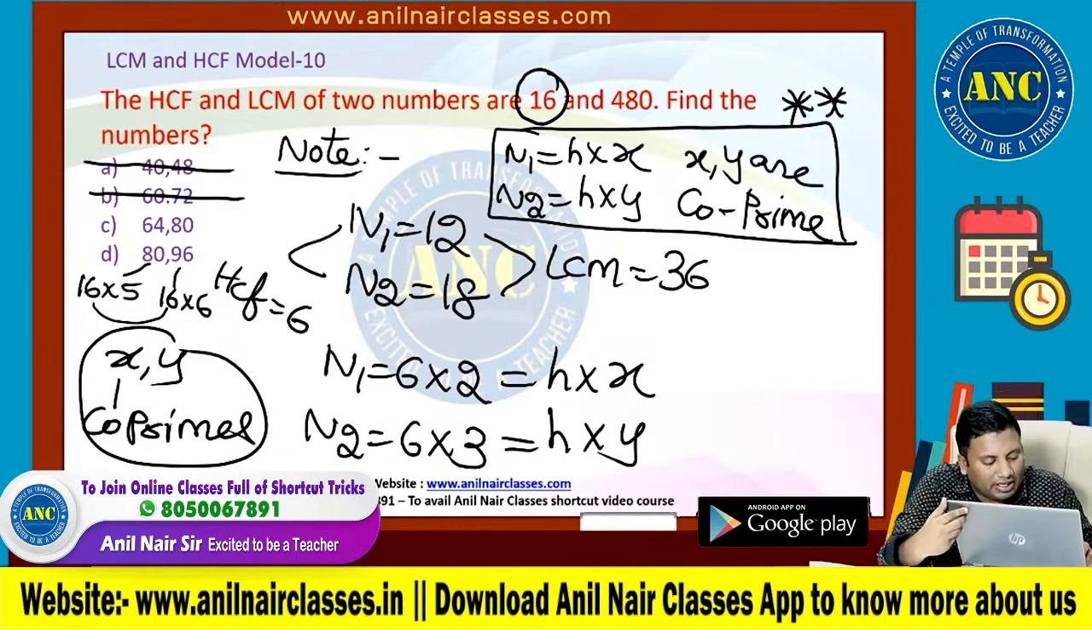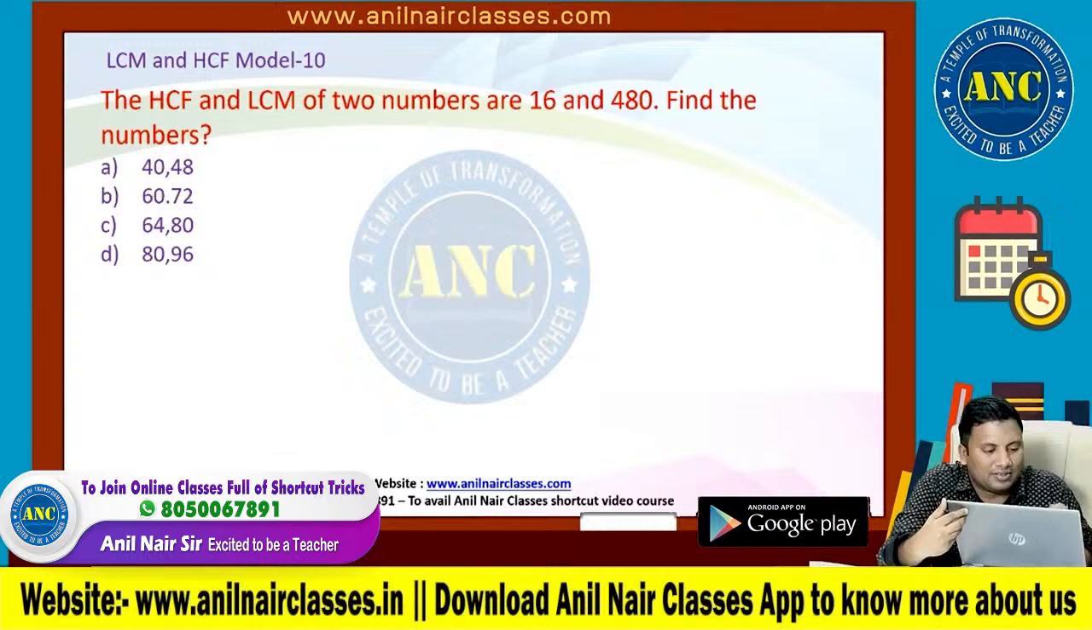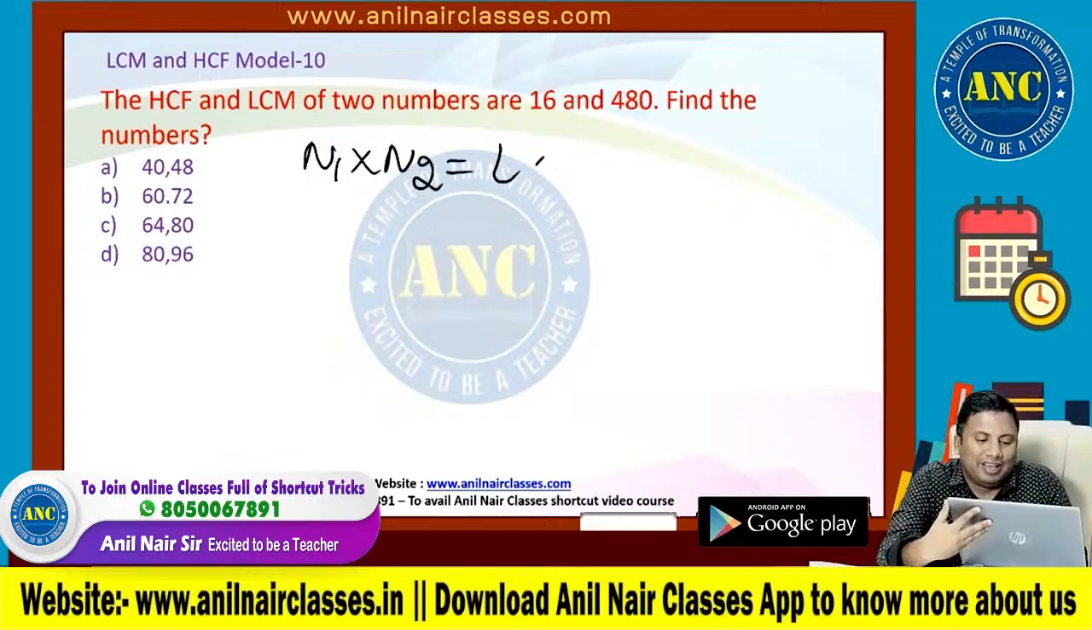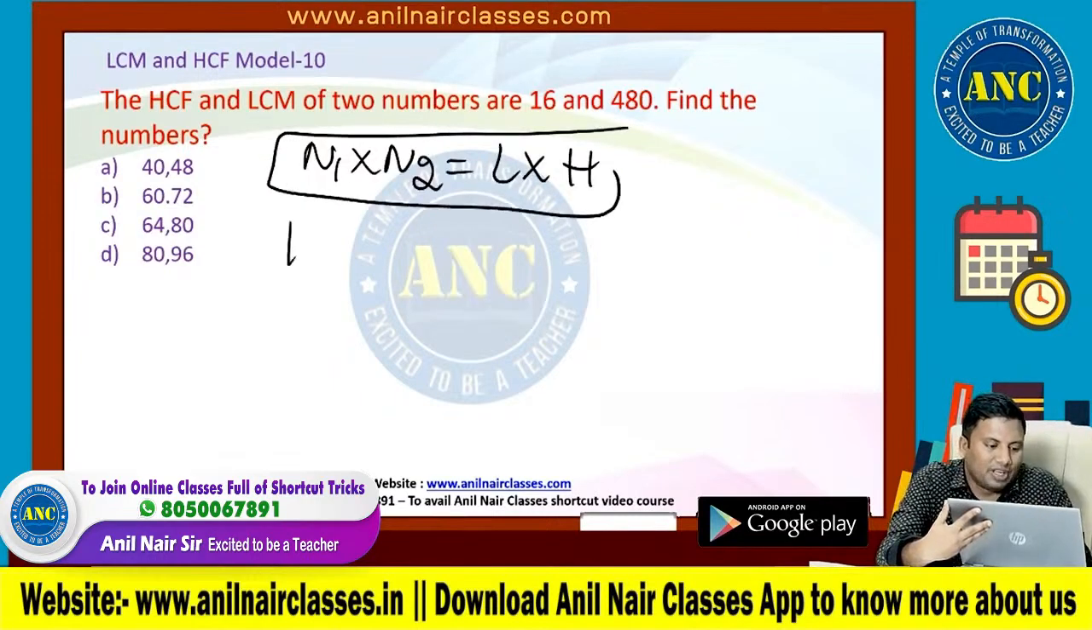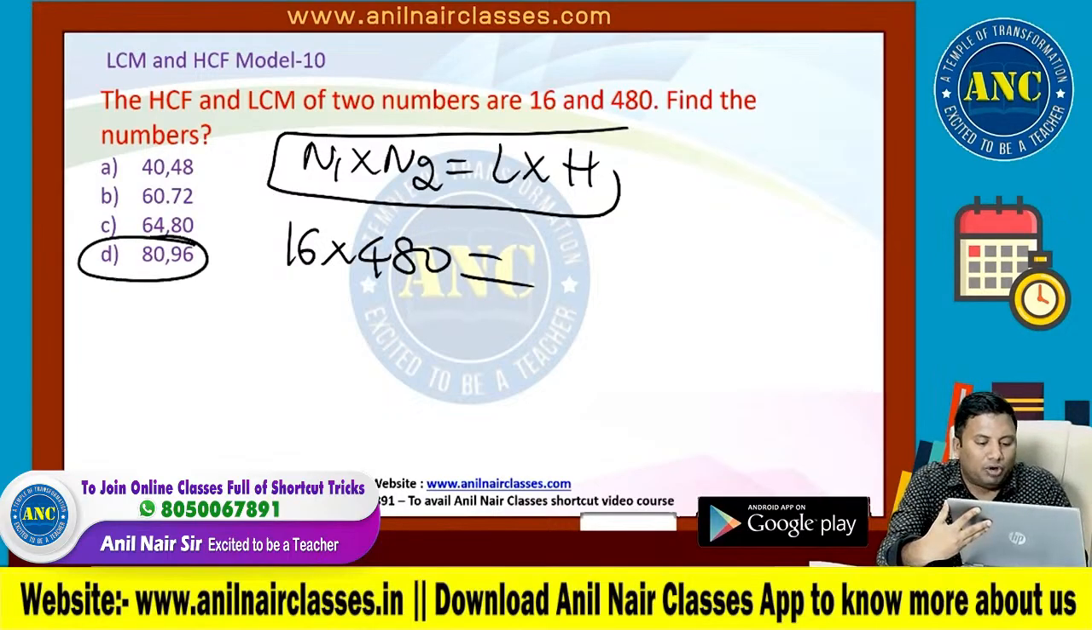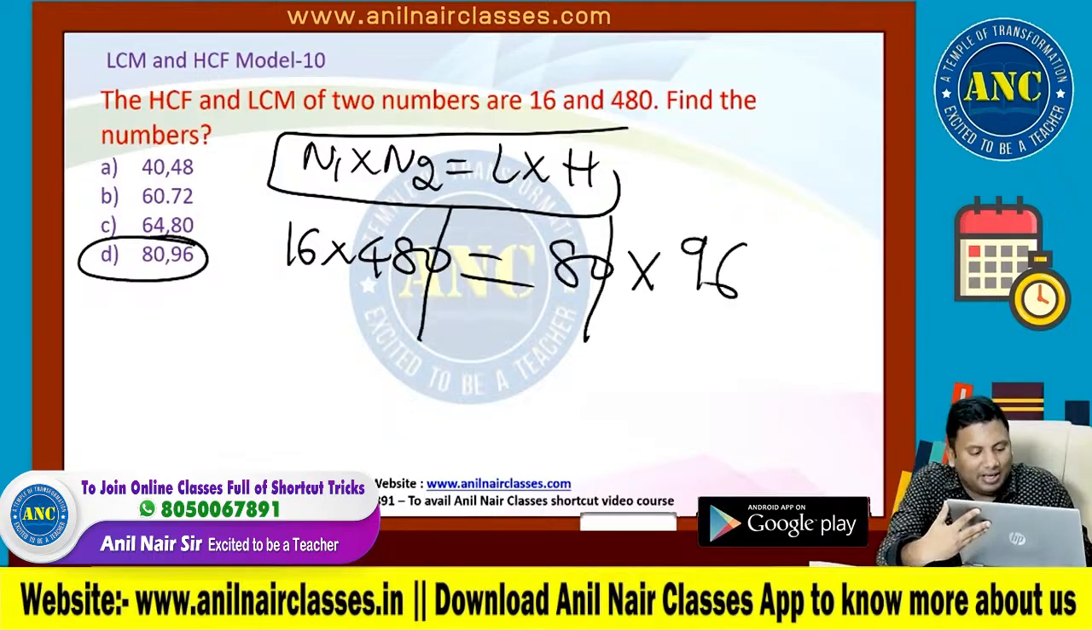Very important key point. If you are so bad in mathematics, I cannot do anything. N1 into N2 is LCM into HCF. 16 into 480 is. If I pick the fourth option, 80 into 96. Can't I eliminate this 0?